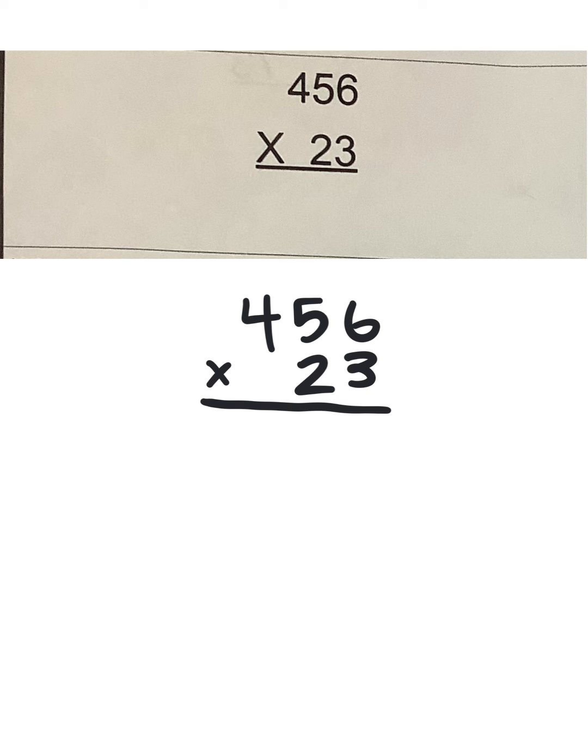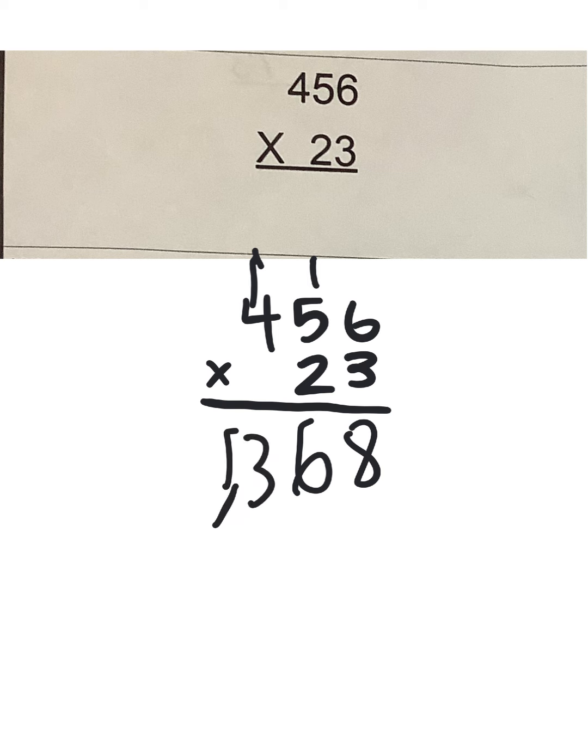We are multiplying 456 times 23. Ace, where are we going to start? Multiplying 6 times 3. Which is? 18. Very good. Then 3 times 5? 15. Plus 1 more? 16. 16. 4 times 3? 12. Plus 1 more? 13.